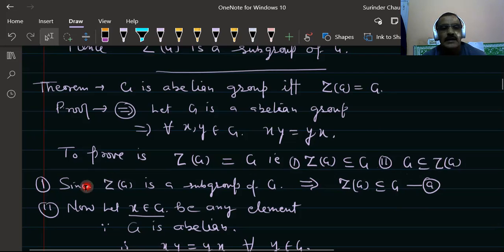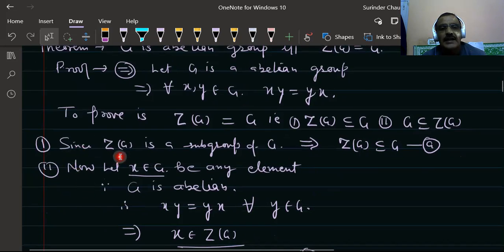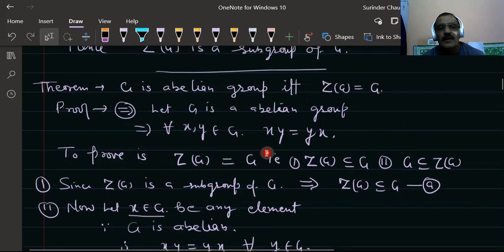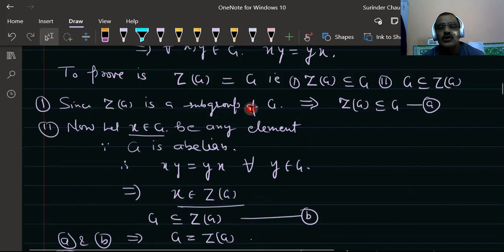First part: since ZG is a subgroup of G, we have proved it earlier, Z is a subgroup of G. This implies ZG is a subset of G. That is the first part. Now the second part, we have to prove G is a subset of ZG.